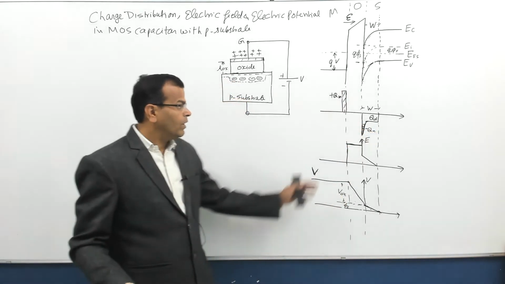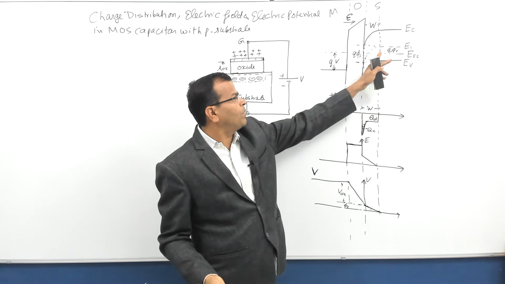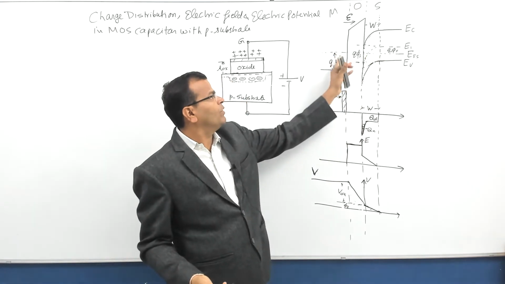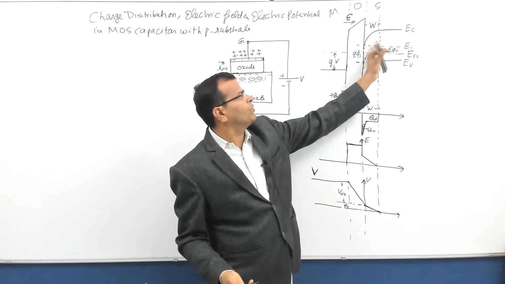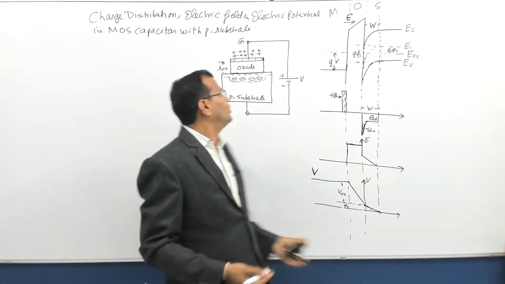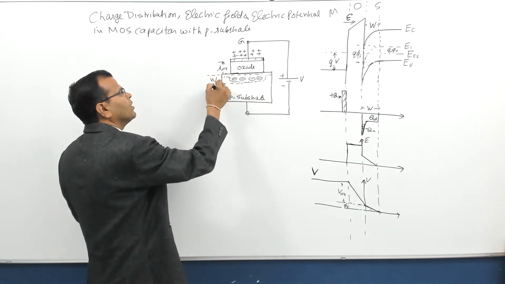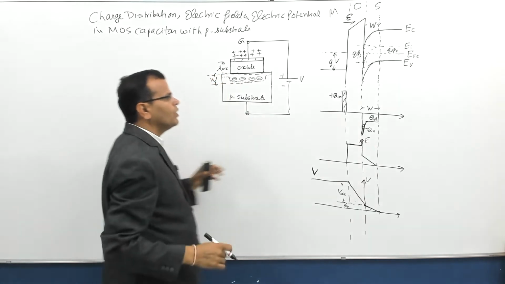If W is the total width of the depletion layer, why depletion layer? Because when we apply positive charge, the holes from this region are moved out. So this is the W. This is the width of the depletion layer here. Fine. So here it is W.